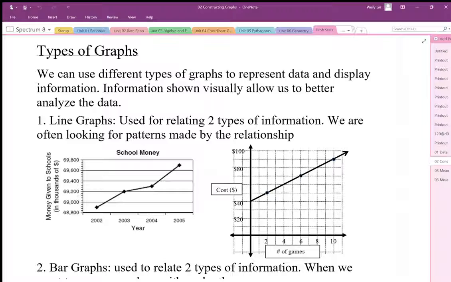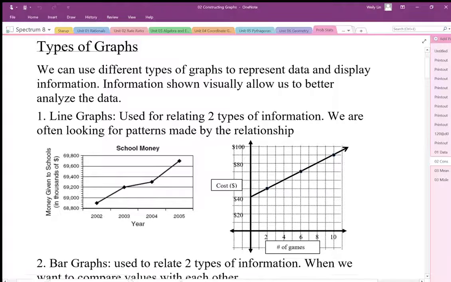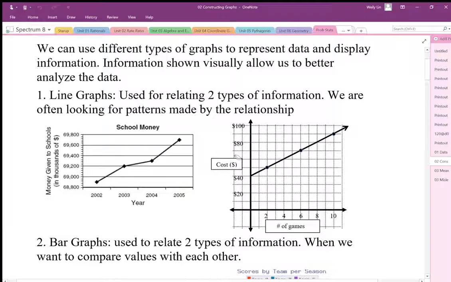Usually with line graphs, you're looking at how two things are related, just like we did with coordinate geometry. We're looking at how two things are connected together. In this case, we want to see how much money is given to schools compared to the year. Okay, and we can see the cost of something relative to the number of games played. So we can see patterns and relationships when we see this.